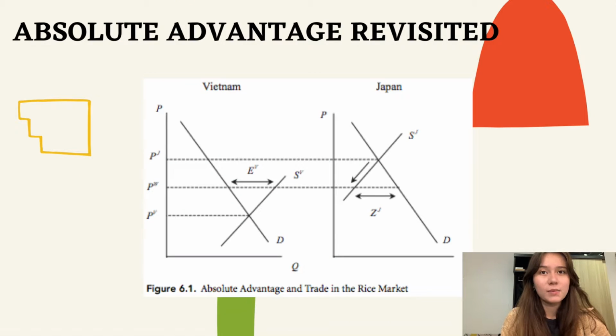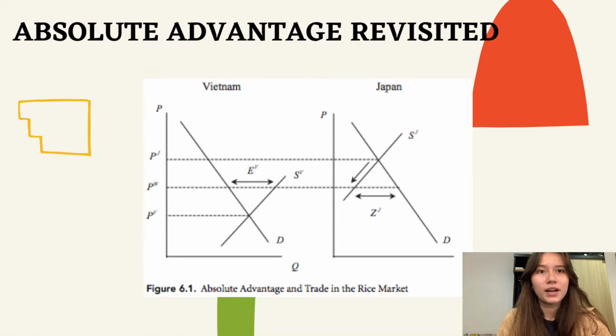The first one, there's absolute advantage revisited. In chapter 2, we developed a model of absolute advantage and applied it to trade in rice between Vietnam and Japan, where we assumed the demand conditions in the two countries to be exactly the same. Consequently, we can use the same demand curve in both the diagrams of this figure. We also assume that supply conditions in the two countries are such that Vietnam's supply curve for rice is further to the right than Japan's supply curve.